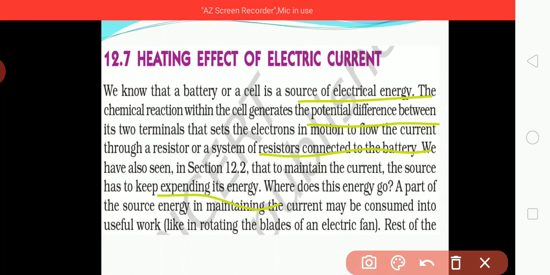Where does this energy go? A part of the source energy maintaining the current may be consumed into useful work, like rotating the blade of an electric fan. This energy is converted into mechanical form, in which you can see the rotating blade of an electric fan.